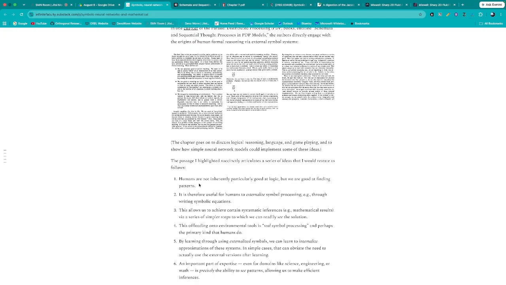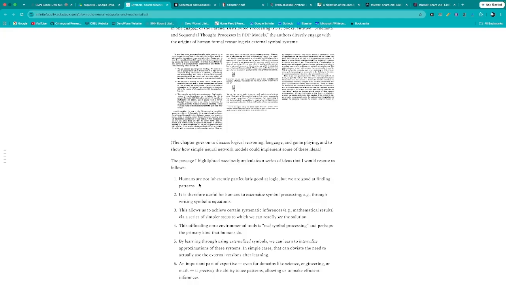Number five, by learning through using externalized symbols, not internalized symbols, we can then learn to internalize approximations of these systems. So if you write down a set of equations, you can then internalize those and approximate from those systems or reason from those systems. So if I show you a proof, you can reason from that proof. If I can't show you a proof, if I'm just communicating what's internal, then it's harder for you to reason from it. And it's harder for us to share that information and reason from the same source.